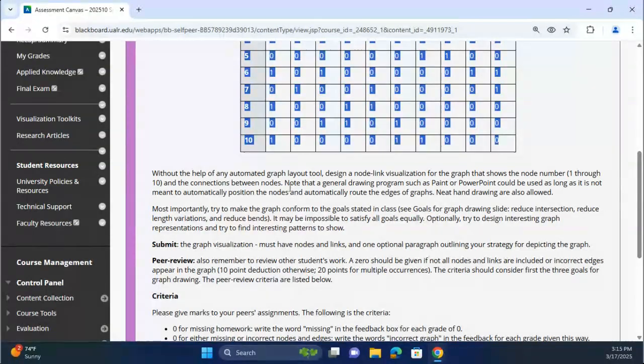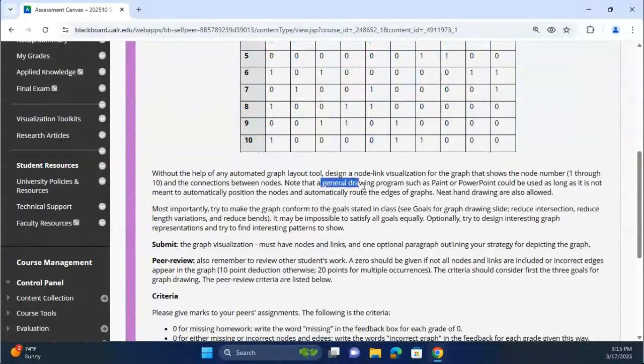So you have two choices. You can use some general drawing program, so programs that will allow you to draw anything, like Paint, PowerPoint, anything else, or you can try and do it by hand on a piece of paper, but make sure it's neat. Again, remember how people can understand what you're doing in there. So both of these are perfectly fine.